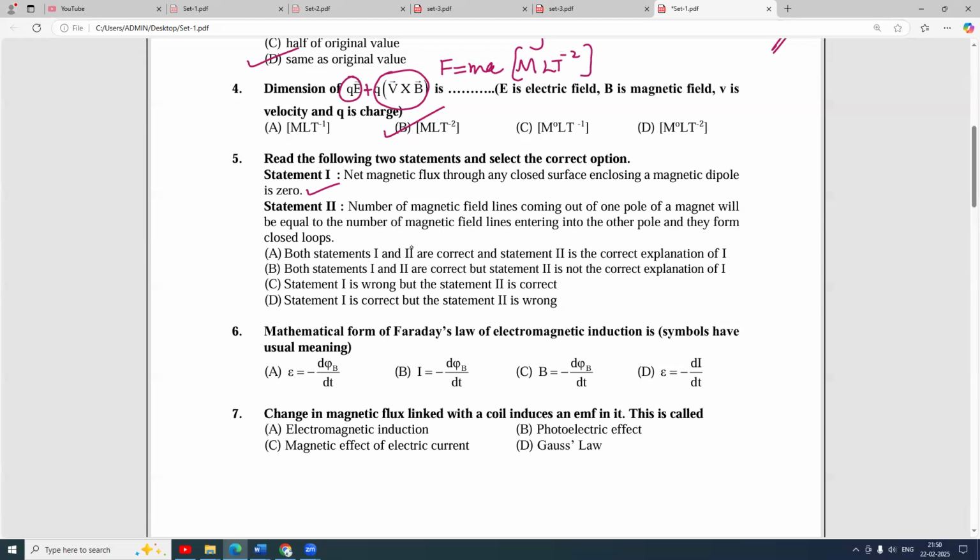Exactly right. Because how many magnetic lines of force come out of the North Pole? Same number of magnetic lines of force will enter into the South Pole. So how many magnetic field lines come out of the surface? Same magnetic field lines will go into the surface. Net magnetic flux is 0 because net magnetic field lines crossing is 0. So both statements are correct, and second is the correct explanation for the first.